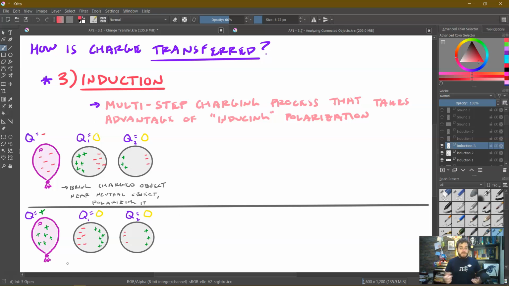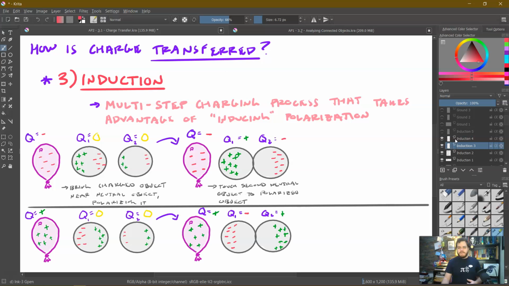Now for both of these, that's going to automatically polarize the conductor that is nearby, and the opposite charges will be attracted. They'll come to the same side. The like charges will move away to the opposite side. And this will actually even induce some polarization in the second sphere, though it won't be quite as severe as in the first sphere. So we bring a charged object near a neutral object, thereby polarizing it.